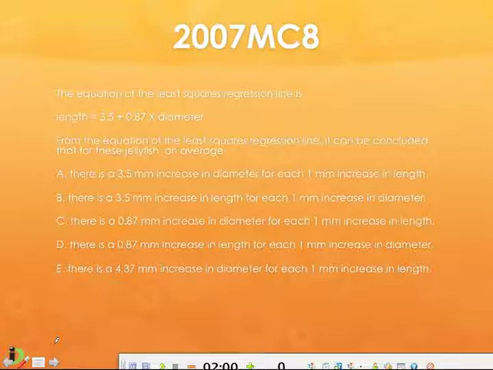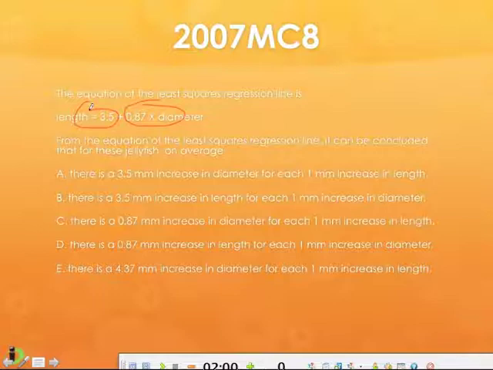So we've got the gradient and the y-intercept. The gradient's there, the y-intercept is there. They mean different things in relation to diameter and length. So which of these sentences makes sense? Does it say there is a 3.5 millimetre increase in diameter for each 1 millimetre increase in length? No, because we're talking diameter.